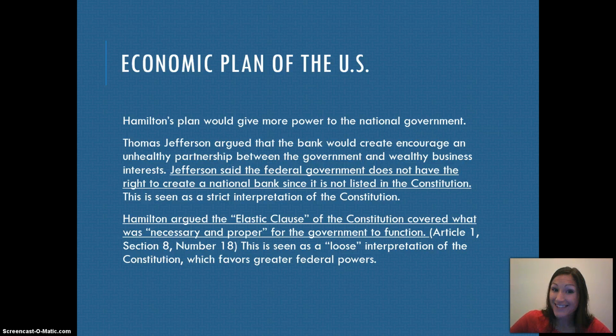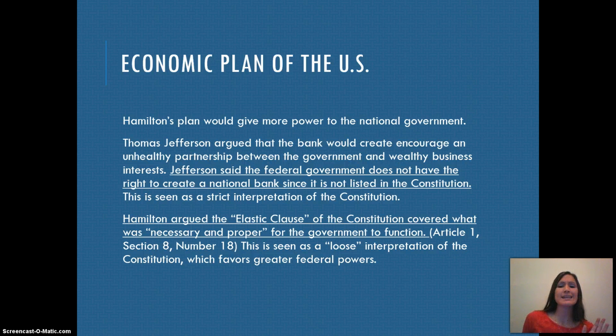Thomas Jefferson argued that the bank would encourage an unhealthy partnership between the government and wealthy business interests. And Jefferson said that the federal government does not have a right to create a national bank since it's not listed in the Constitution. So if the Constitution does not say it, we shouldn't be able to do it. And this is a strict interpretation of the Constitution. So Jefferson and Hamilton are butting heads, are not getting along.